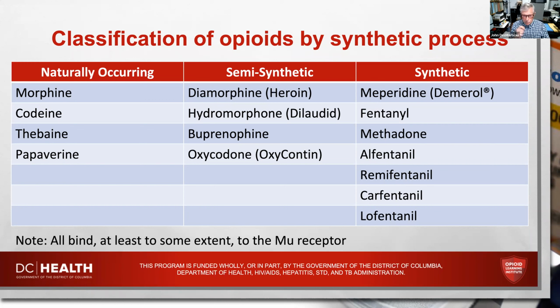Also notice on this list is lofentanil. Everyone who works in the field of addiction or has to treat these patients should thank their lucky stars that lofentanil has not reared its head in the abuse scene, because it is more potent than carfentanil. All of these bind, at least to some extent, to the mu receptor, which we're going to get into in a moment.